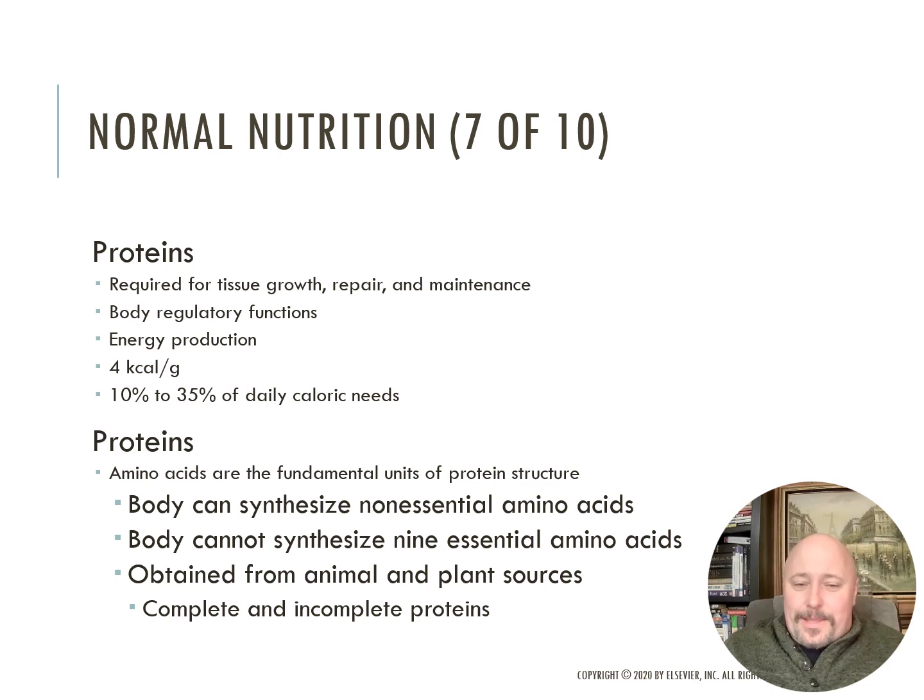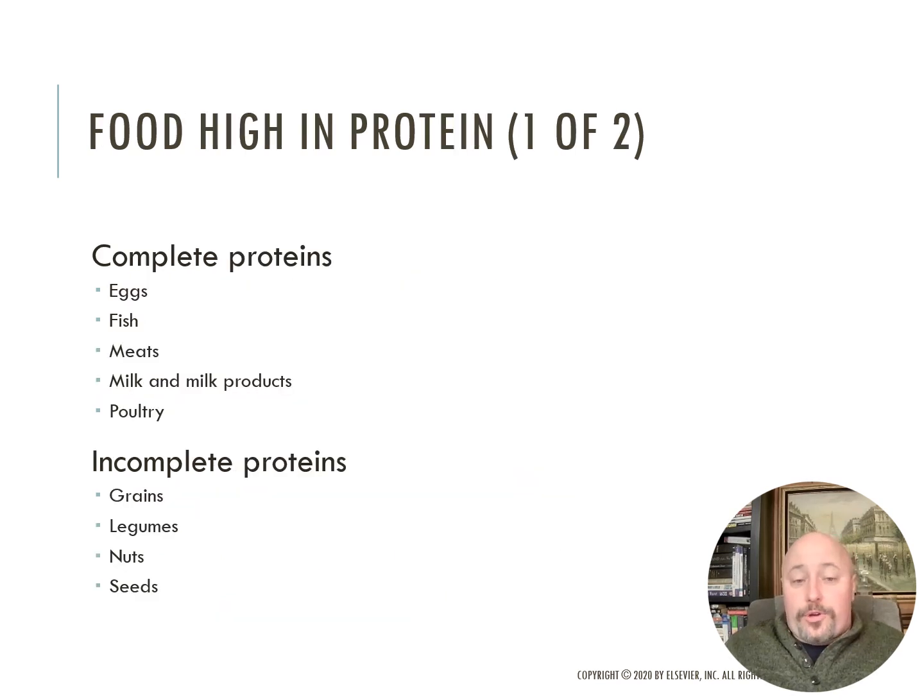The body can synthesize non-essential amino acids, though it cannot synthesize 9 essential amino acids. These are obtained from animal and plant sources primarily, along with complete and incomplete proteins. Complete proteins are found in sources such as eggs, fish, meats, milk and dairy, and poultry, while incomplete proteins are primarily found in grains, legumes, nuts, and seeds.